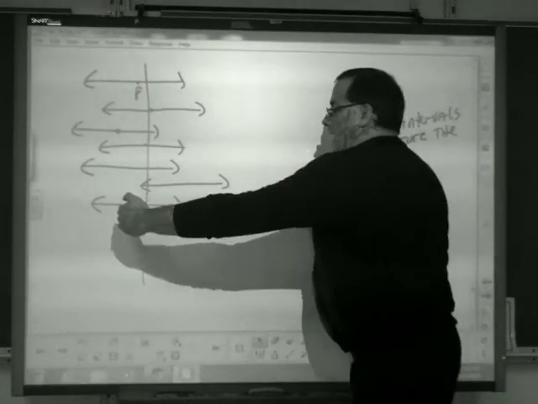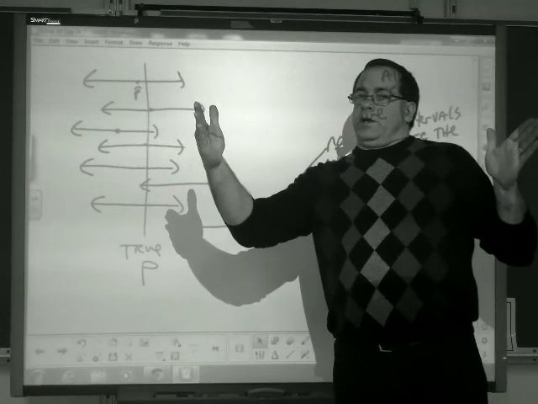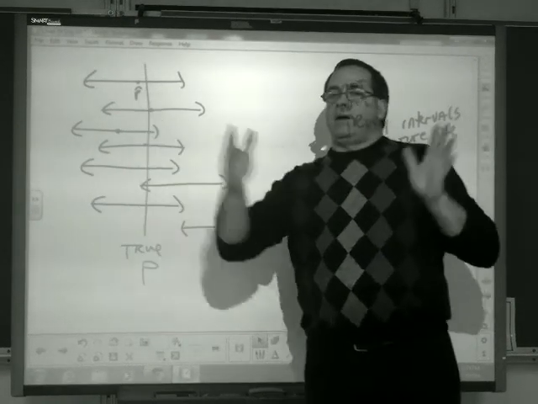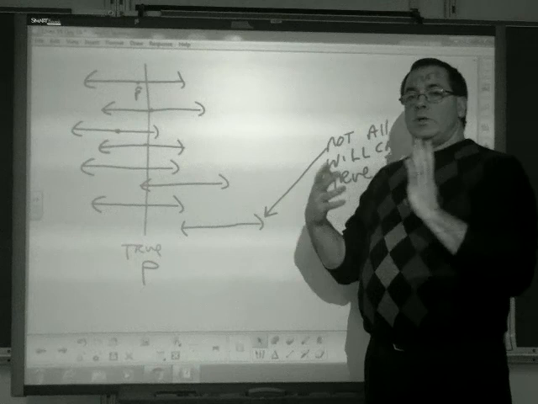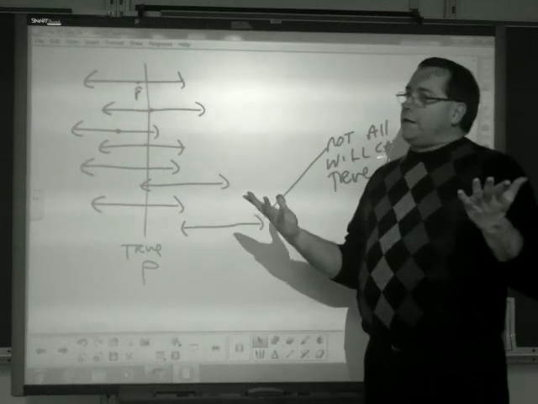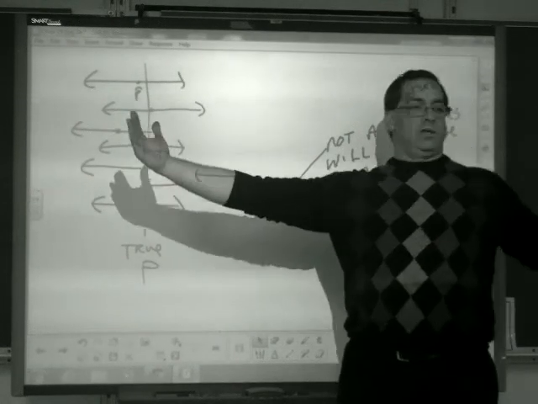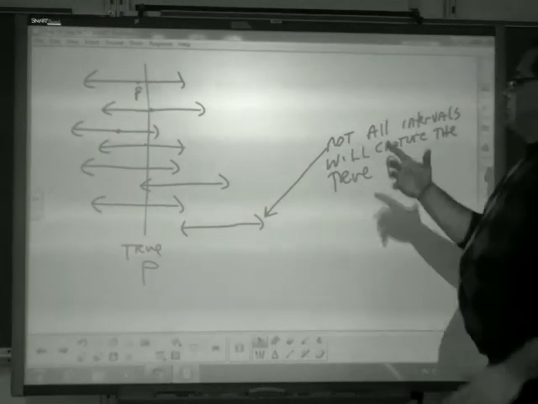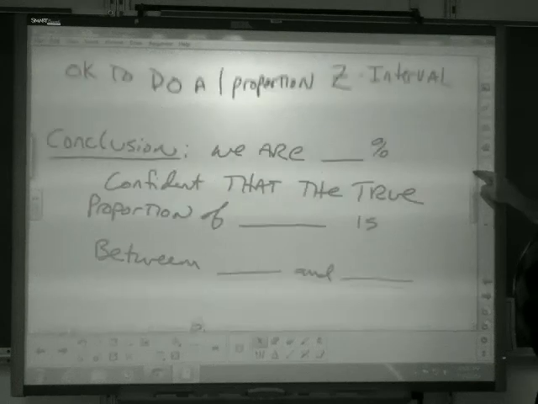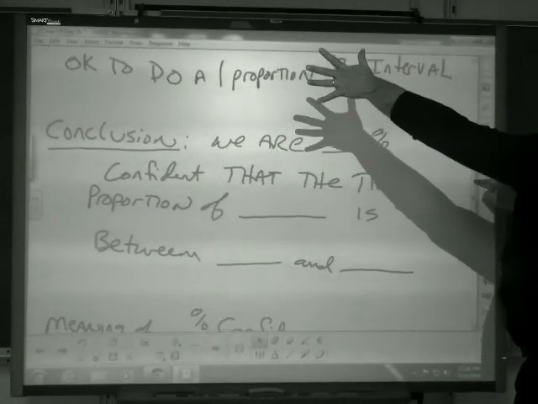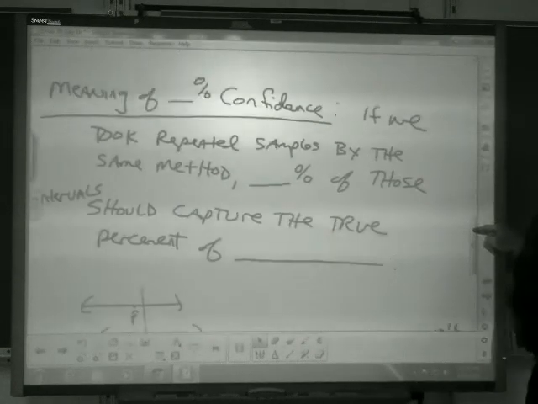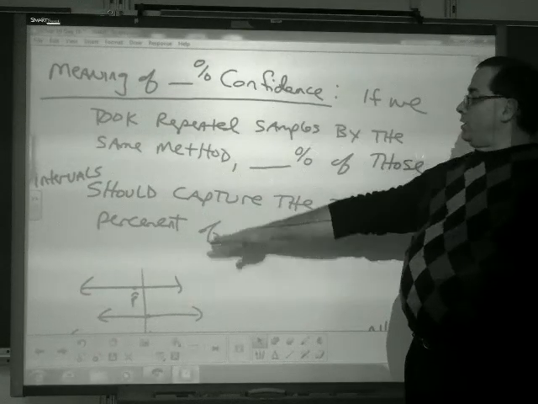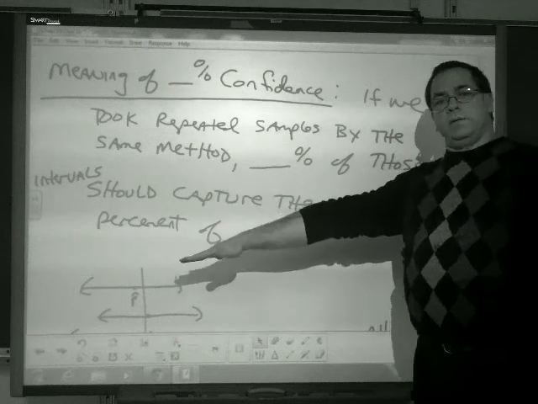If I want to get this one to catch it, I might have to use 99%. Well, yes, now 99% of my intervals would catch it, but every interval is going to be a little bit wider. But I don't want 99%. I don't need an interval this wide. I'm comfortable with 95%. And so that is the meaning of this. So when we do a problem, not only are you going to have to find the interval and write a conclusion, many times they'll say, could you tell me the meaning of this level of confidence? And you would write this phrase.